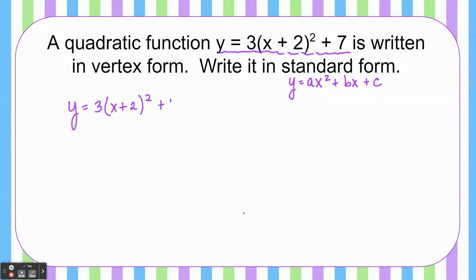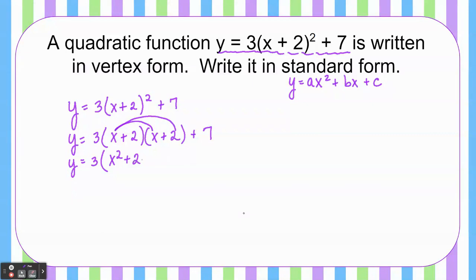Now, when we see a parentheses being to the second power, I like to go ahead and rewrite that as being multiplied by itself. That makes it a little bit easier on me just to think about that multiplication. I'm going to leave the 3 out in front and I'm going to do the distributive or the FOIL method, whichever one works for you. So I'll do x times x is x to the second. X times 2 gives me 2x. 2 times x gives me 2x. And 2 times 2 gives me 4. Now I'm closing that parentheses off and then have the plus 7 there.